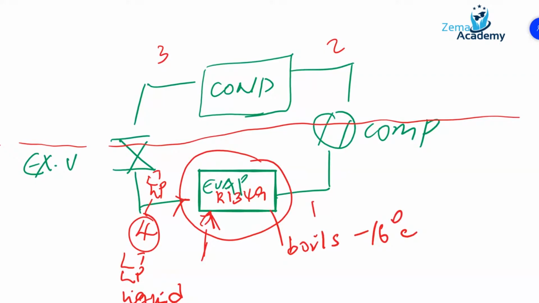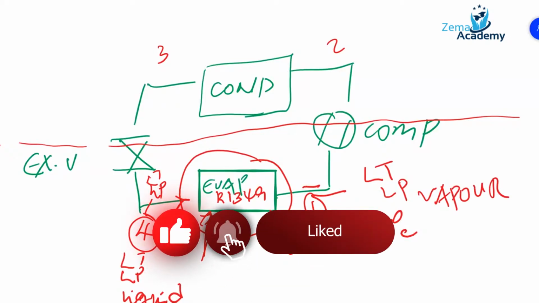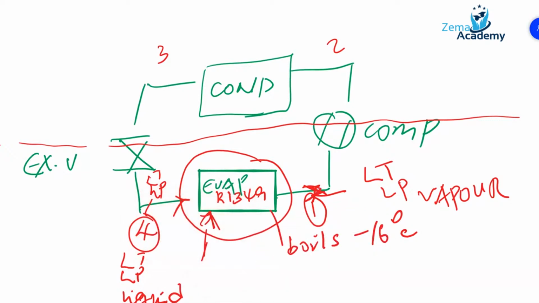So that low temperature and low pressure liquid gets boiled, and when it comes out at point 1, we have a low temperature and low pressure vapor. At point 1, we have a low temperature and low pressure vapor, and then we feed it into the compressor.